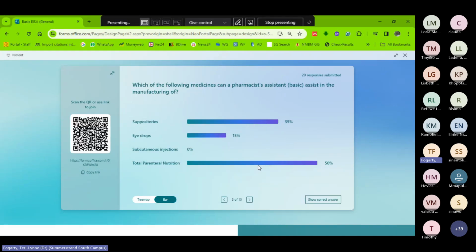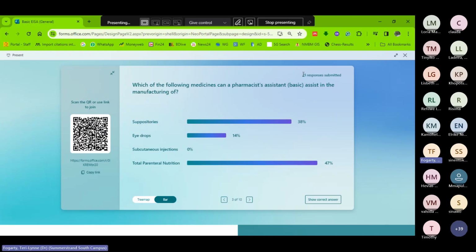Which of the following medicines can a pharmacist assistant assist in the manufacturing of? Now, the question sounds very much like a knowledge question, but if I start looking at the options, you can see that this is actually an applied question. In fact, it might be bordering on a problem-solving question, because you've got to be able to read the question and look at the options and think, what are they asking me here? I'm testing your scope of practice in manufacturing, and I'm testing your knowledge of dosage forms.